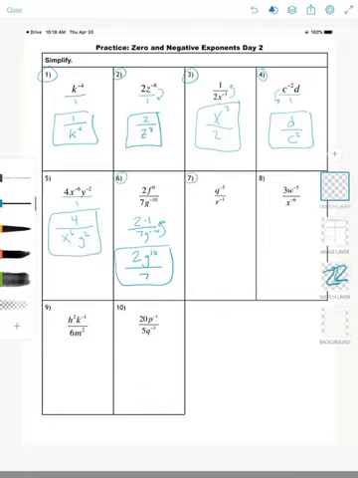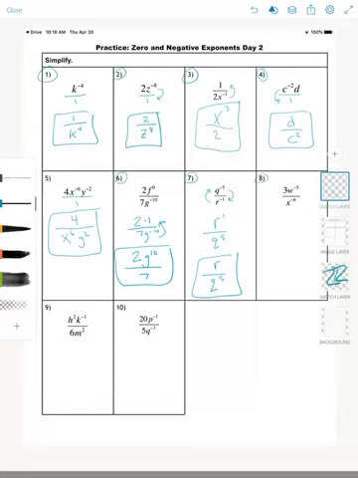Number 7, the q to the negative 5 on top and the r to the negative 1 want to go to the opposite part of the fraction, so they're going to kind of change places, and so we're left with r to the 1 over q to the 5th. R to the 1 is just r, so you could write that as r over q to the 5th.